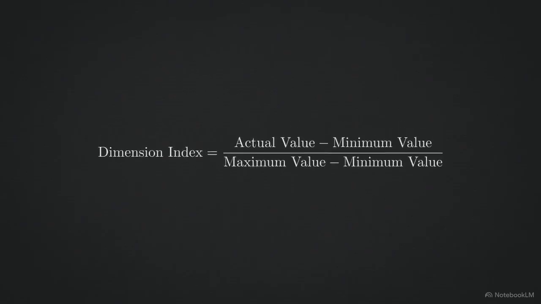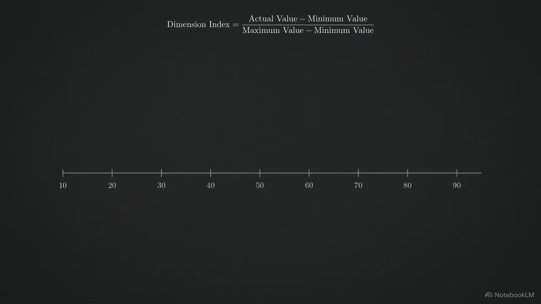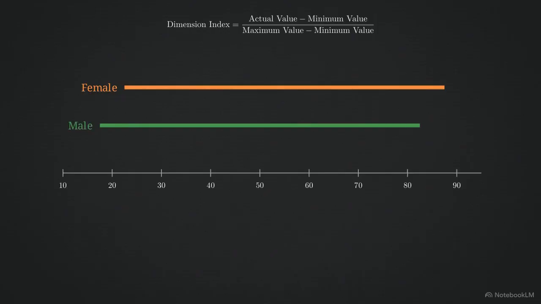To normalize raw data onto a 0 to 1 scale, we use a standard formula: the actual value minus the minimum goalpost, divided by the maximum minus the minimum. This chart highlights a critical shift specific to the health index. Because women have a biological life expectancy advantage, their goalposts are shifted by 5 years. The female scale runs from 22.5 to 87.5, while the male scale runs from 17.5 to 82.5.